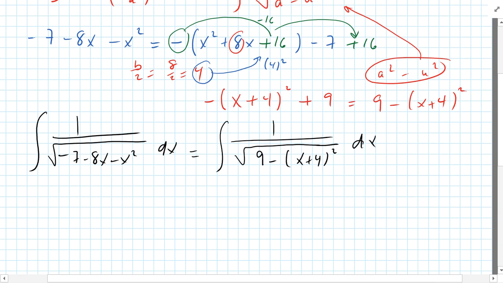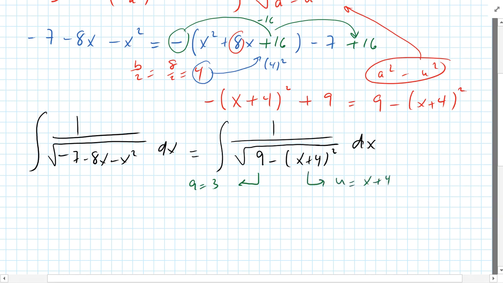dx. And if you don't believe me, go ahead and multiply that out and combine the like terms and see if you end up with negative 7 minus 8x minus x squared. You should. And then when we get it in this form, then it's just an inverse trig. We go, okay, well a is equal to 3 because a squared is 9, and u is equal to x plus 4.